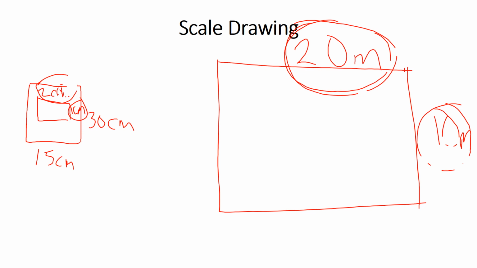Okay, so maybe we can say 20 has been divided by the same number as 10. For example, 20 divided by 10 will get 2, and 10 divided by 10 will get 1. So we can say both of them have been divided by 10. So whatever measurement we have on the actual plot, we have to divide it by 10.